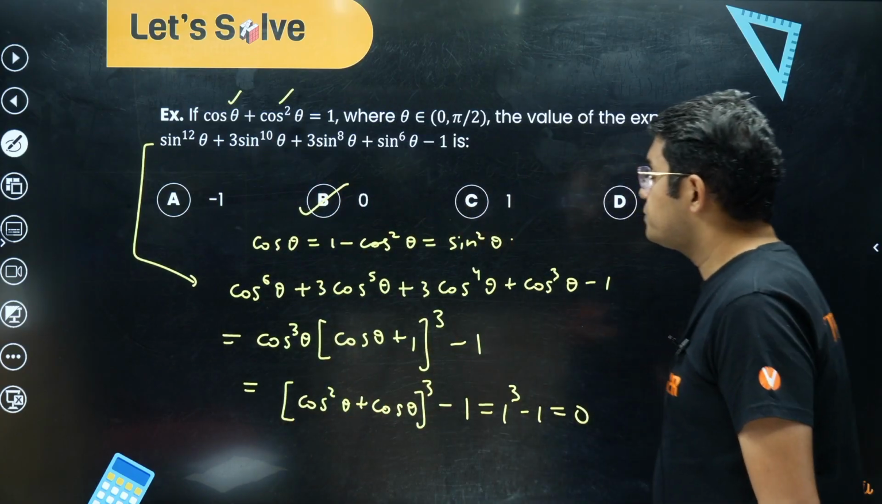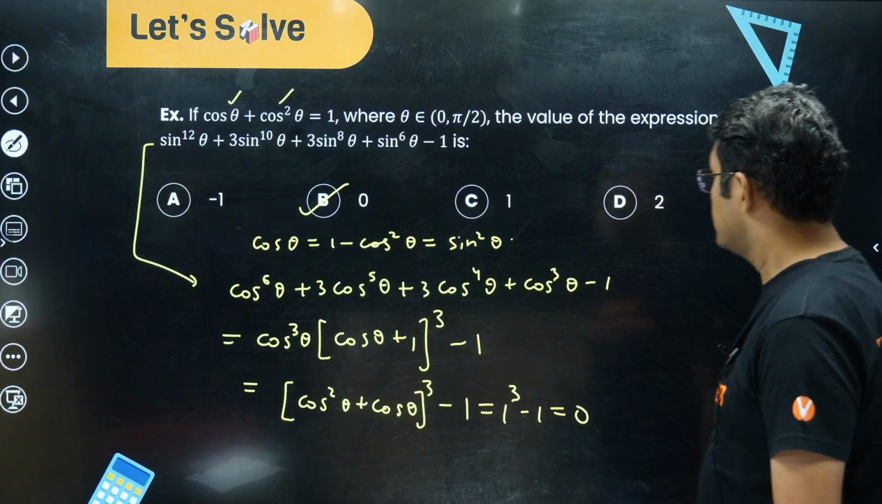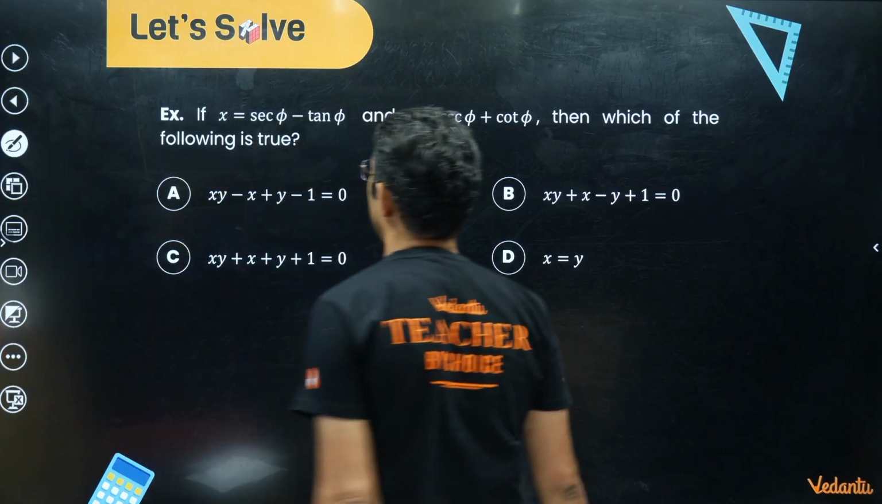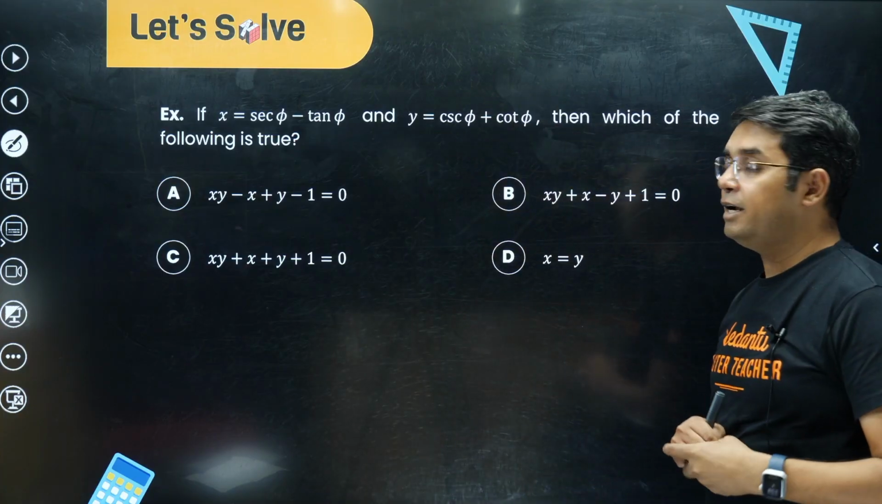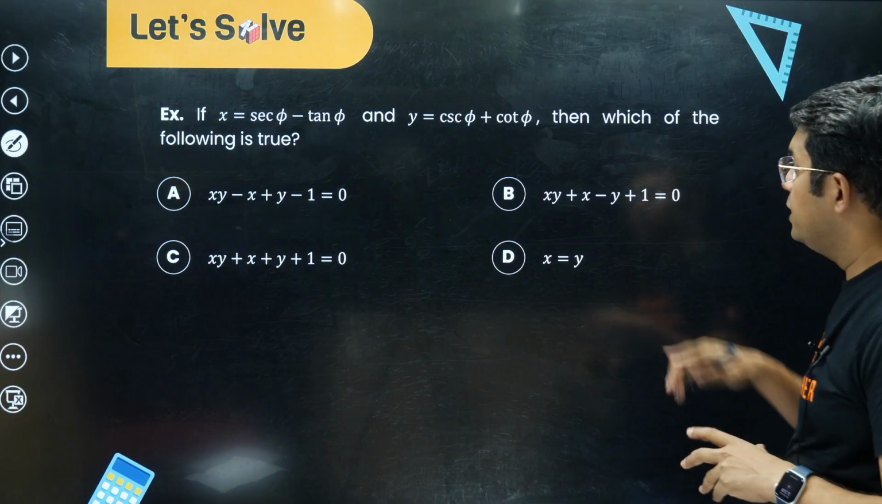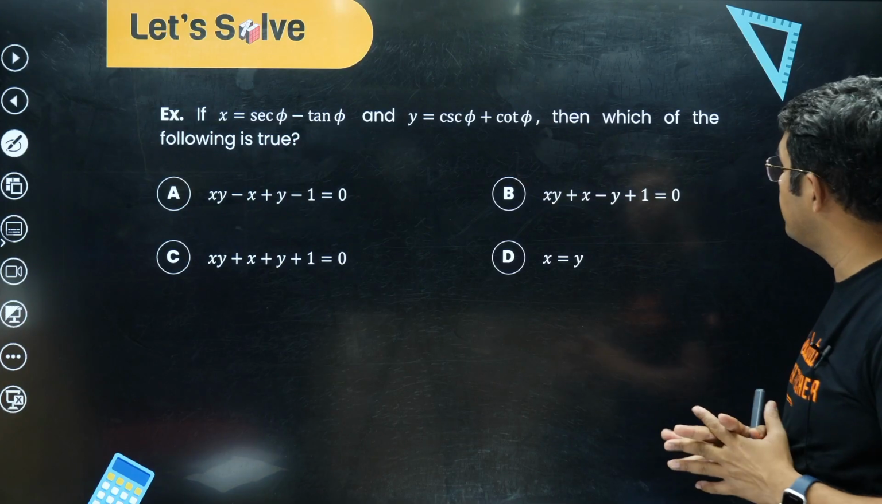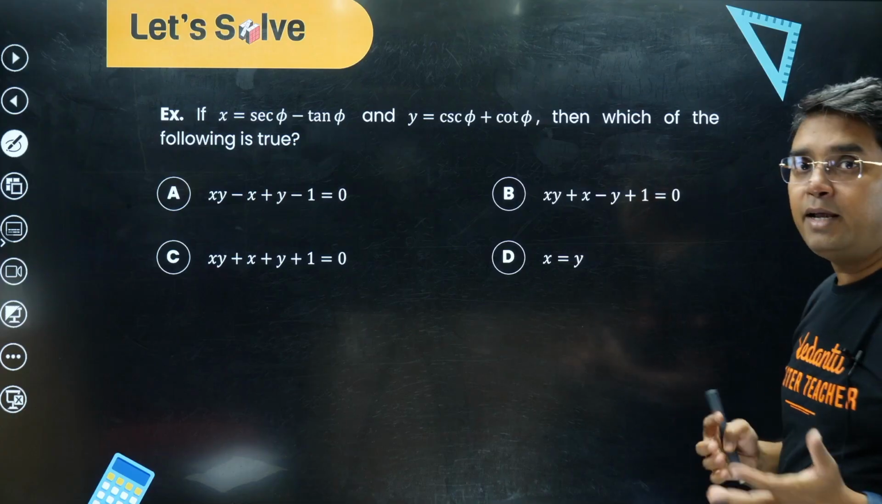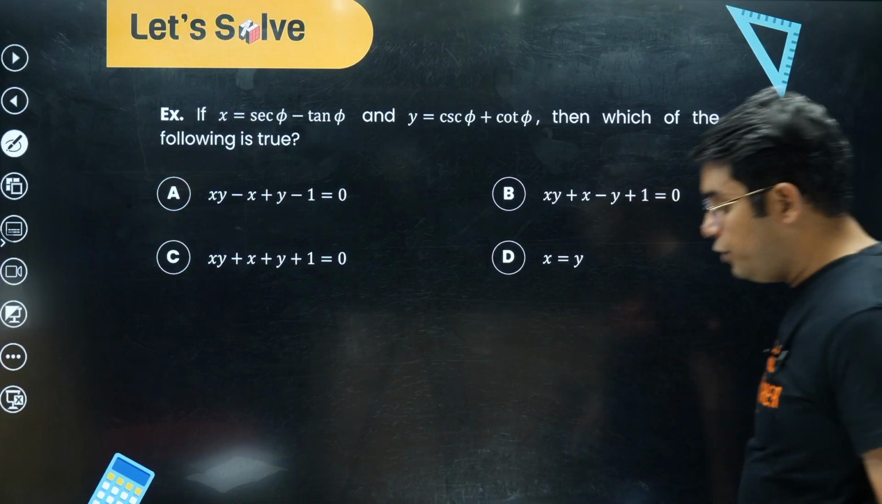Okay. Next question. We are given x is equal to secant phi minus tan phi and y is equal to cosecant phi plus cot phi. The same angle phi is used for both x and y. Then which of the following is true? So basically they are asking you to eliminate x and y. So let's see how we can do it.